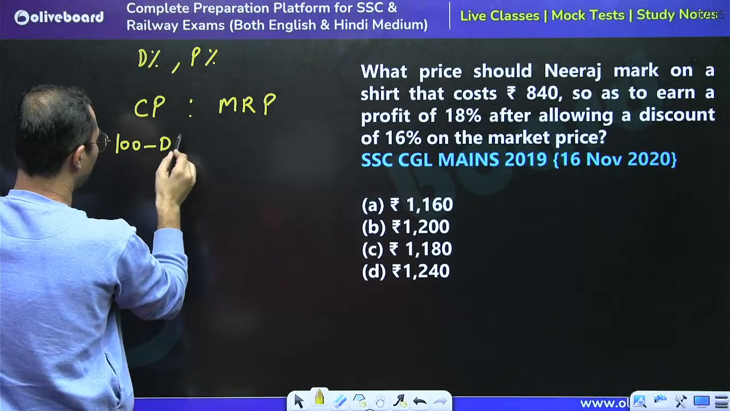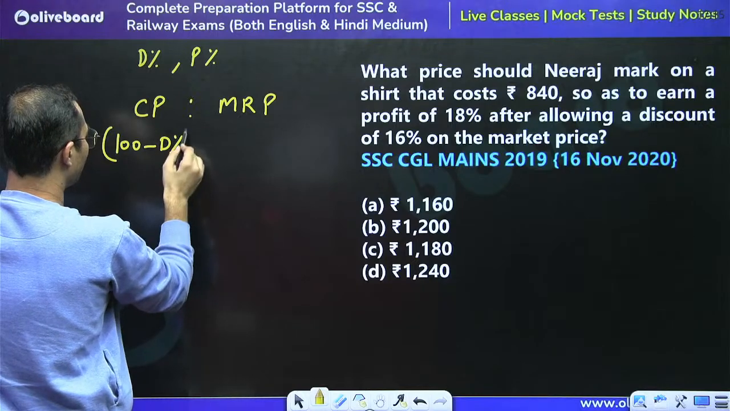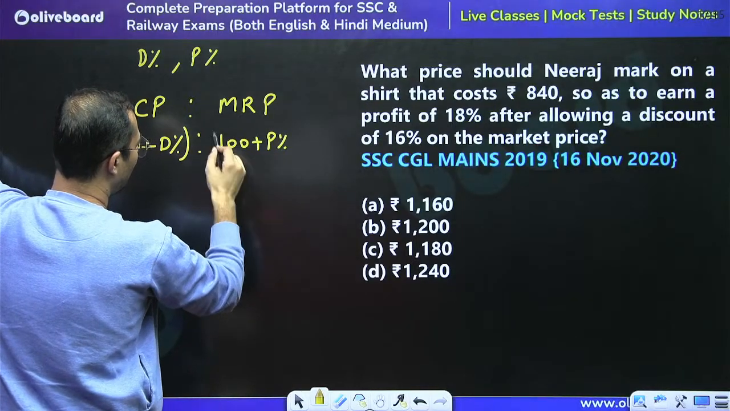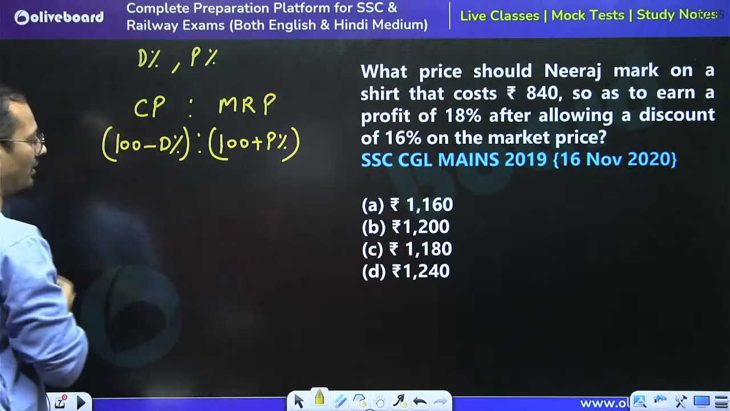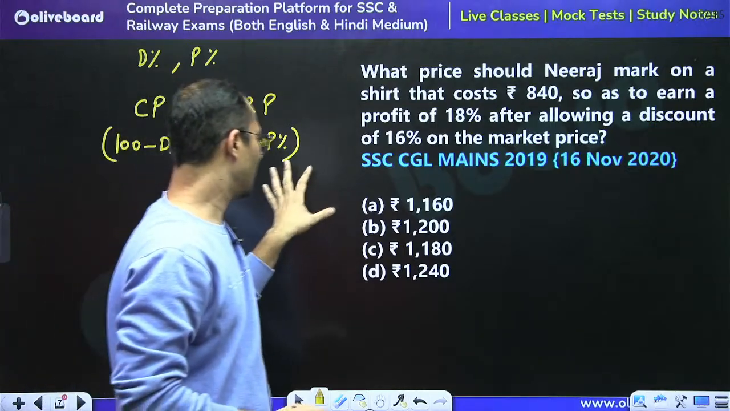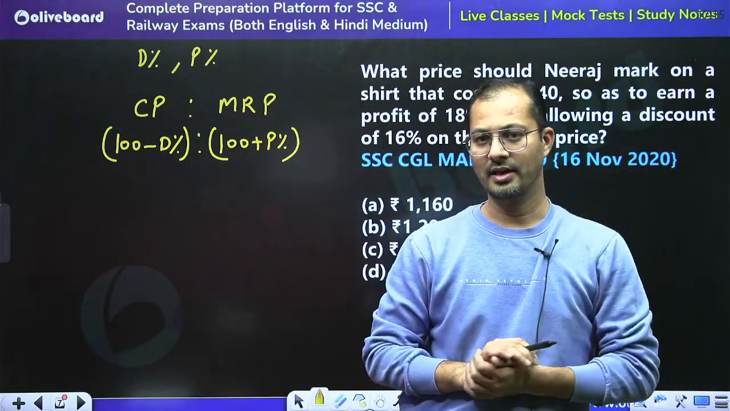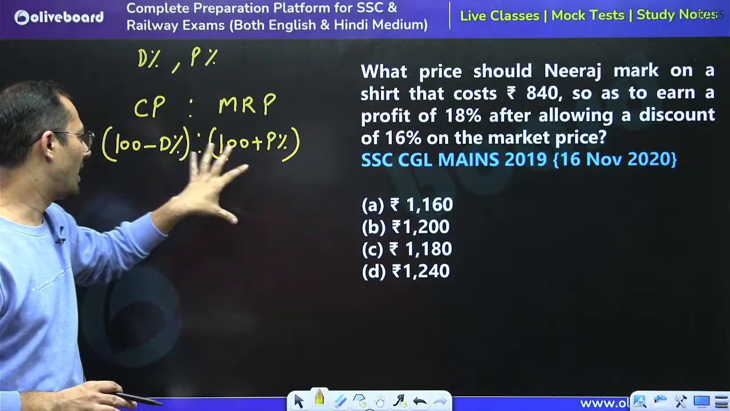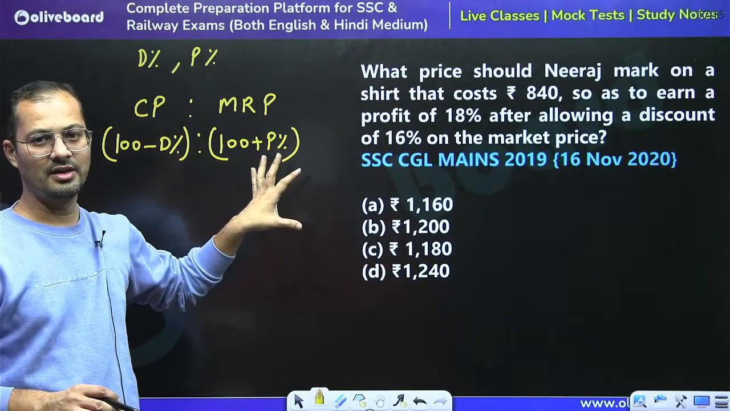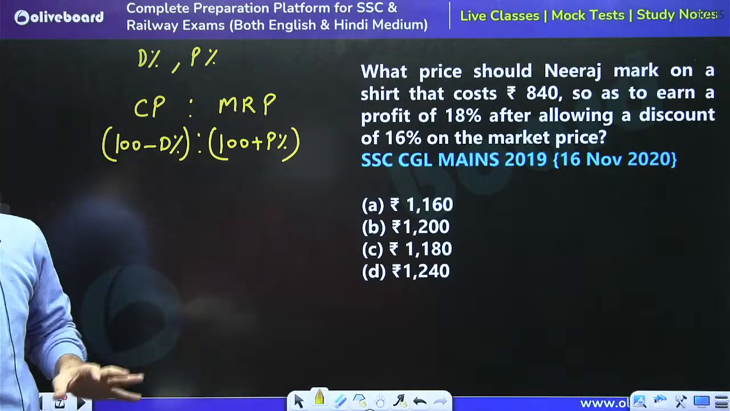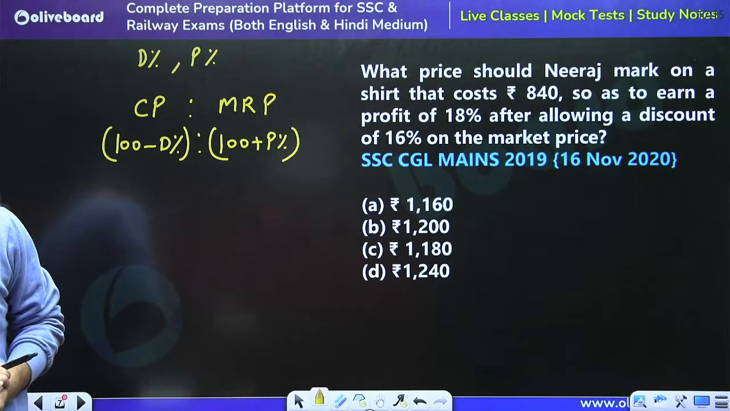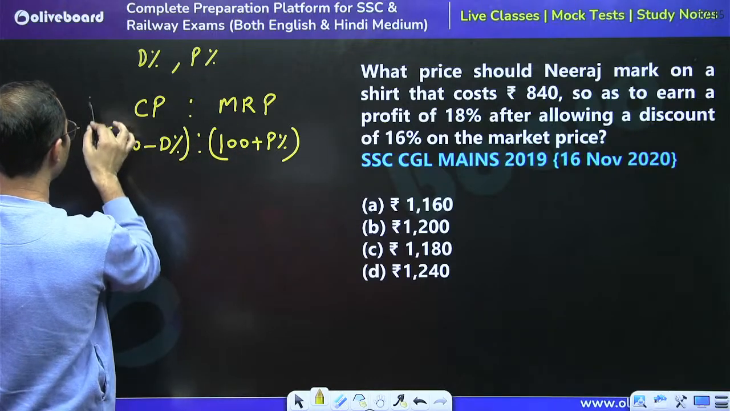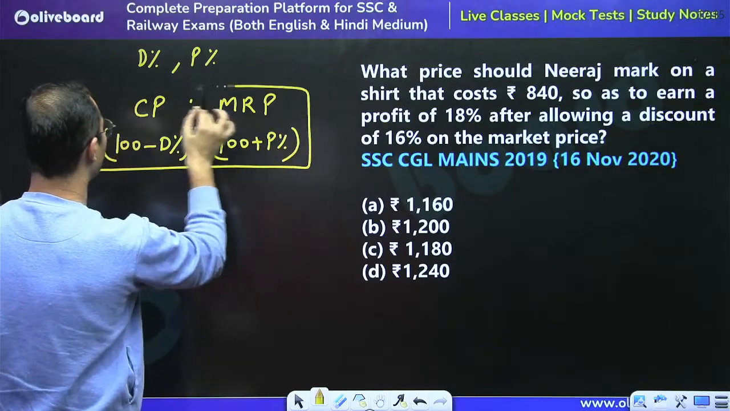100 minus discount percent represents CP, and 100 plus profit percent. Many a time I told you how this formula is generated, so this time we are not going to explain it again. You are all aware of this formula, so you need not write it directly. This is just to make you understand.